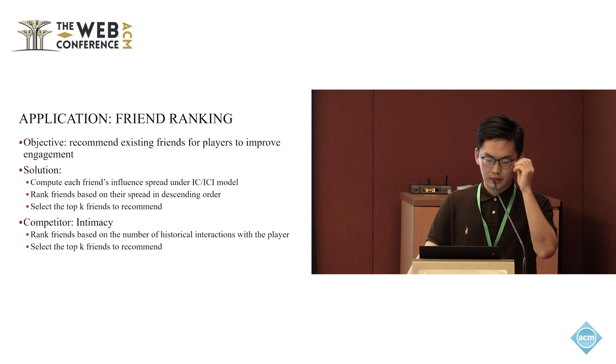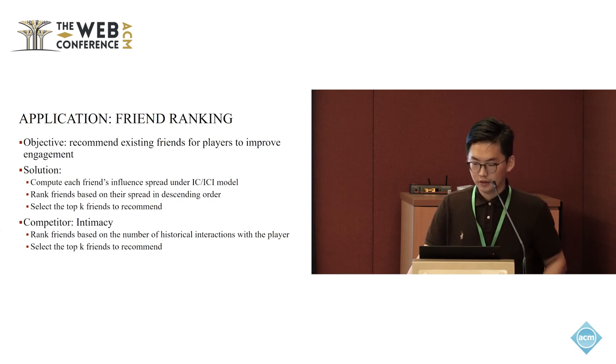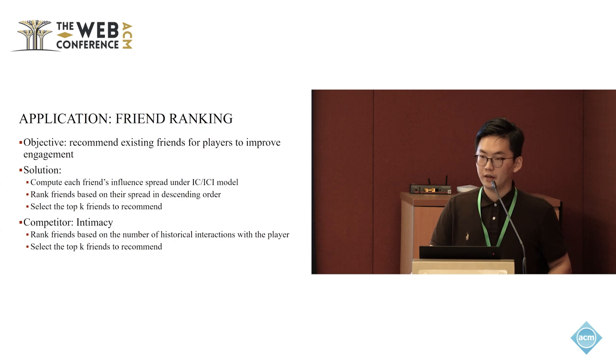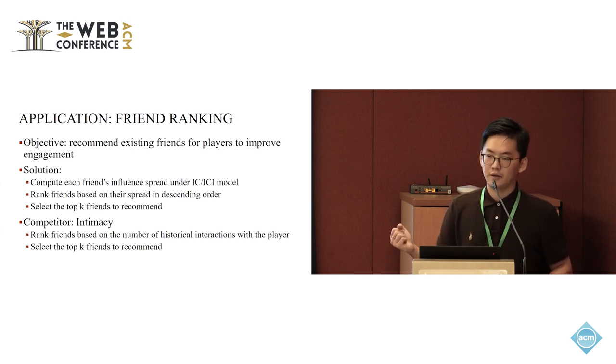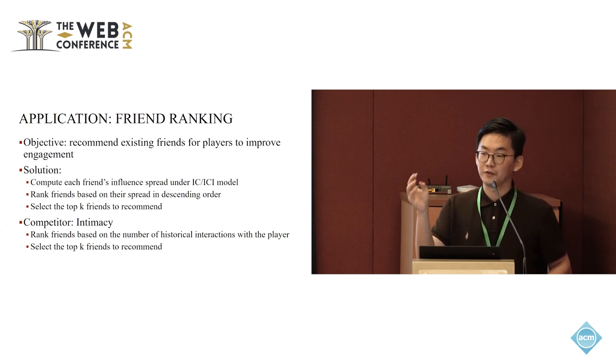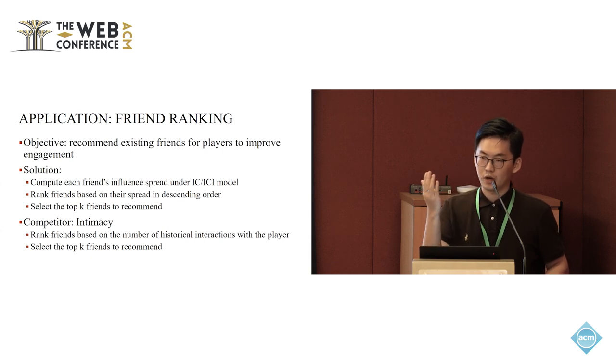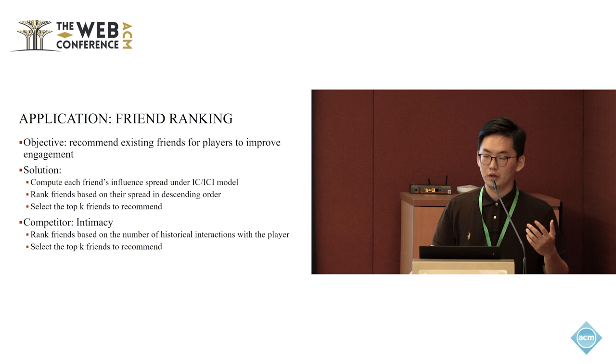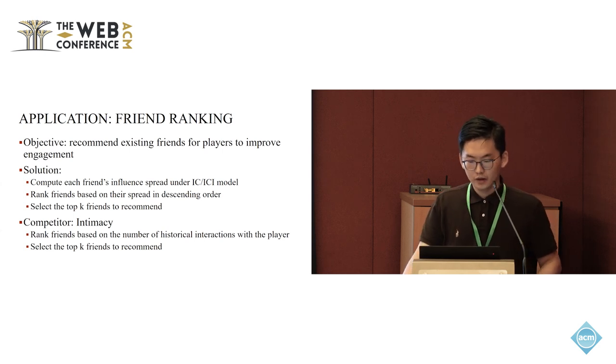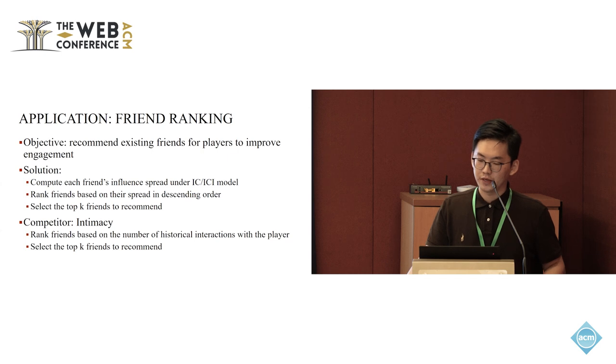So now we come to the online deployment part. The first application is about the friend ranking, as I mentioned in the second slide. We call this kind of event a friendship enhancement event. In this kind of event, the user will first have a look at the event description, and he will click on an invitation button, and a friend ranking list will pop out, and he will decide whether to invite their friends or not. So the objective is how to recommend existing friends for the players to improve the engagement.